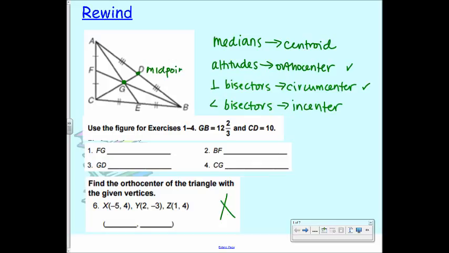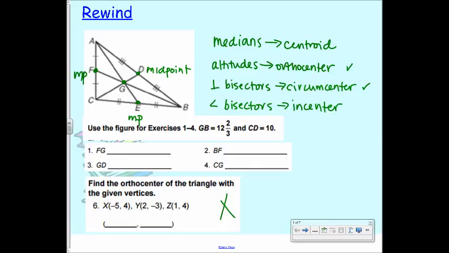If CE is congruent to EB, then E has to be the midpoint. And if AF is congruent to FC, F must be the midpoint. And since they go from the vertex to the midpoint, they have to be medians. Therefore, this has to be a centroid.